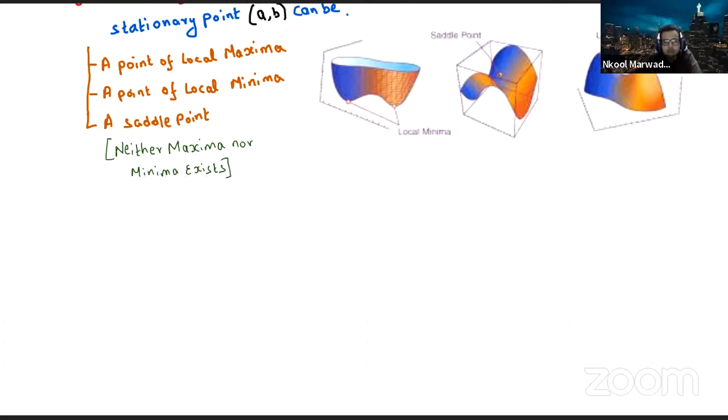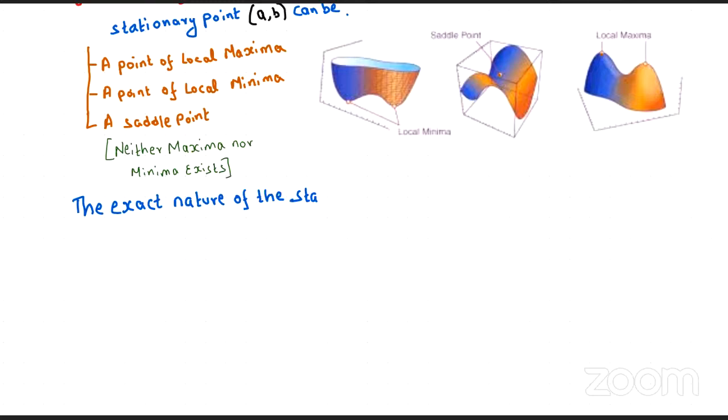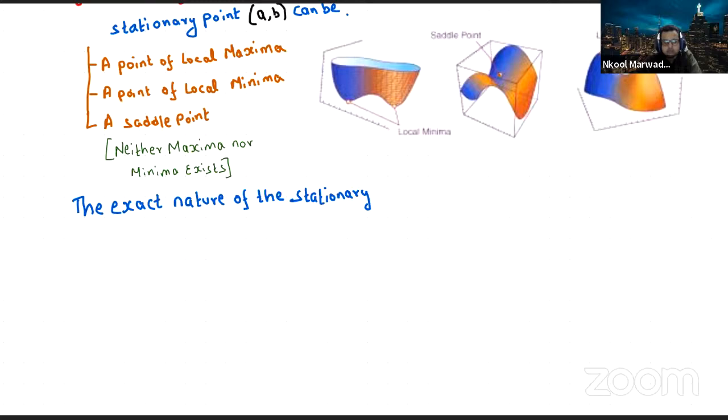The exact nature of the stationary point can be determined by the second order derivative test.